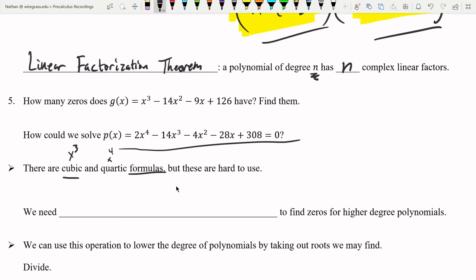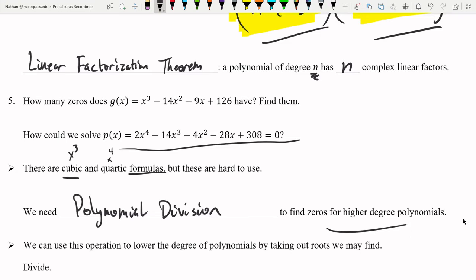Give it a try on something for yourself. I've never used them because they're pretty much prone to error, but they are available. However, we don't want to use them if we don't have to. We can actually do something different to solve for the zeros. And to do this, we need polynomial division. And that allows us to find zeros for higher degree polynomials.